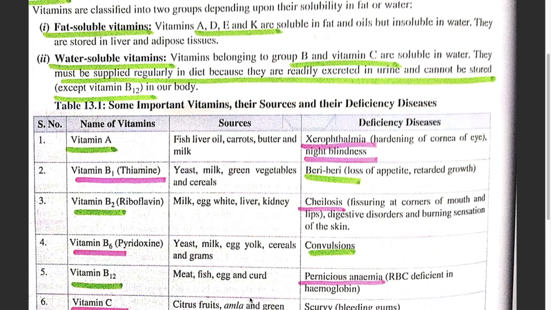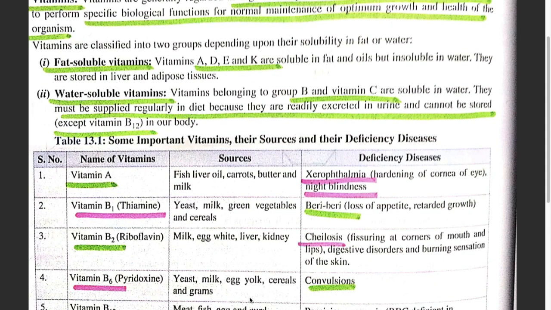If you break this term vitamins, the literal meaning of vitamins is vital amines. These are those organic compounds which are required in diet in small and trace amounts, and are responsible for performing special biological functions for the normal growth and maintenance of the organism. So these are the vital amines. Their deficiency causes certain diseases in the organisms that we are going to discuss in detail, which can come as a 1-mark question in your board examination.